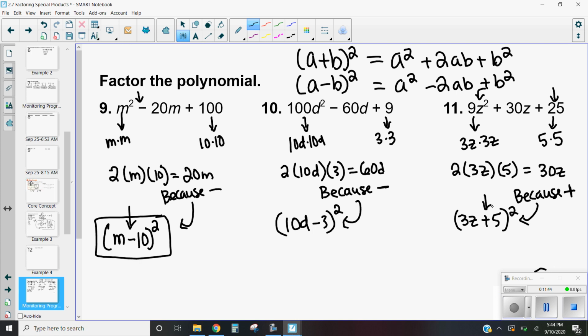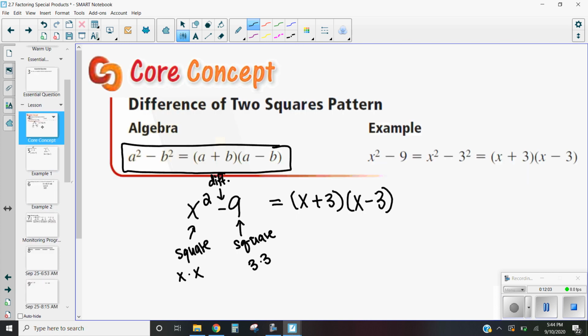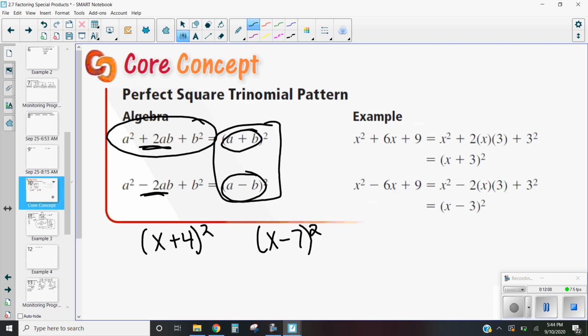Those are the 3 types of special products that we need to know how to factor in this class. As we go throughout math, we're going to learn how to factor special products of cubes. We might learn how to factor other special products, but for this class and for the sake of our assignment, the ones we're going to focus on are the difference of 2 squares pattern, as well as the perfect square trinomial pattern. And that is how we're going to factor these special products.